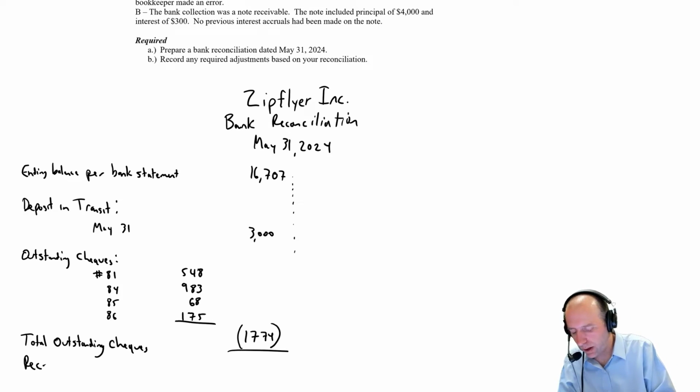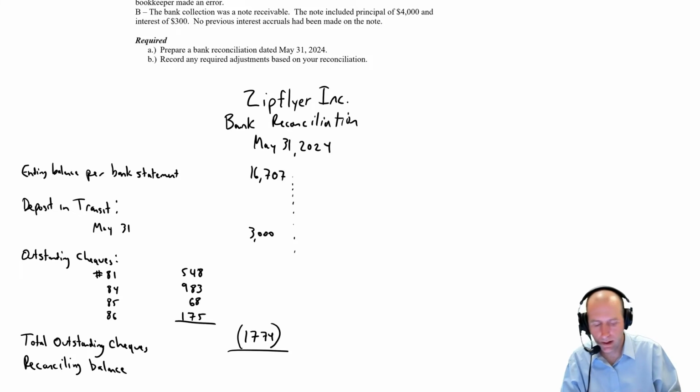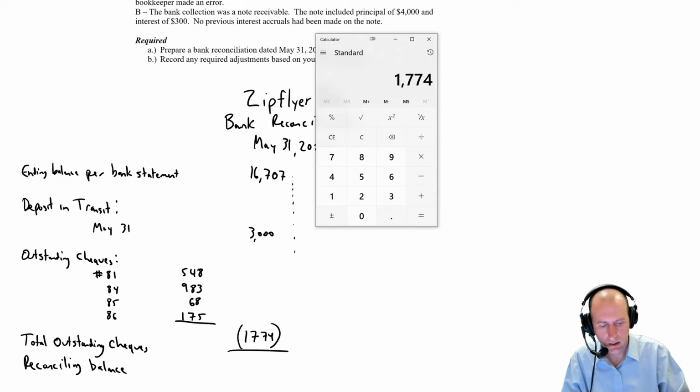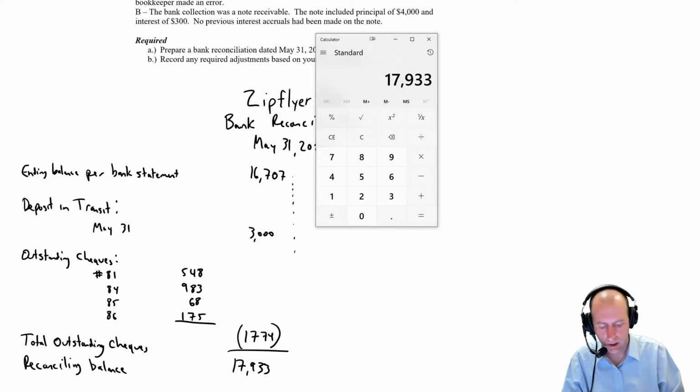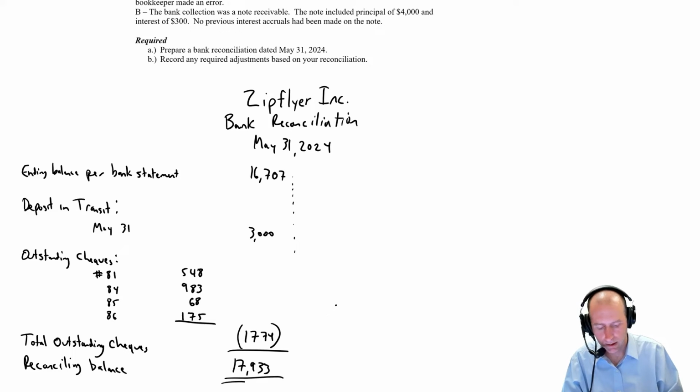And this brings us to our bottom line, our reconciling balance. And our reconciling balance here is just adding down this list. 16,707 plus 3,000 minus 1774. I get 17,933. Just double check that number. Yep. I was worried I'd misread it. Okay, so I can put dollar signs at the top of each column and beside the bottom line, and I'm well on my way here to a bank reconciliation.